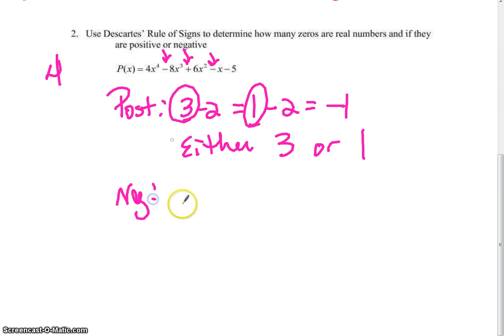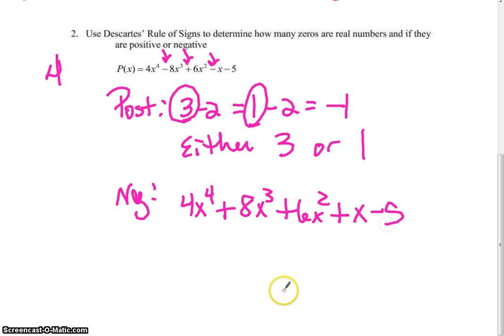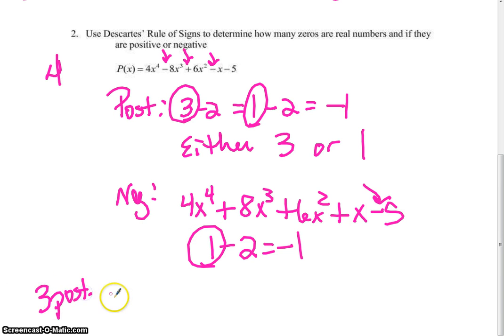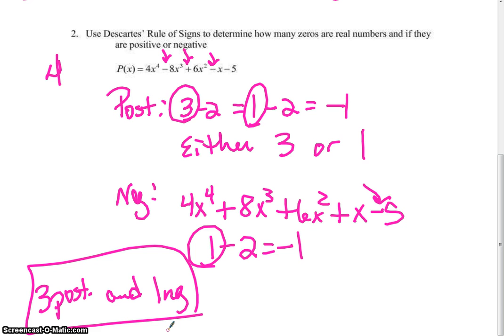So then to find your negative, you've got to go in there and change some signs for all of your odd degree. So 4x to the 4th plus 8x to the 3rd plus 6x squared plus x minus 5. So when you do this, right here is your only sign change. So there is only going to be 1, because 1 minus 2 is negative 1. So this is it. So you know you're going to have 3 positive and 1 negative zero. You don't know what they are. You just know how to describe them.